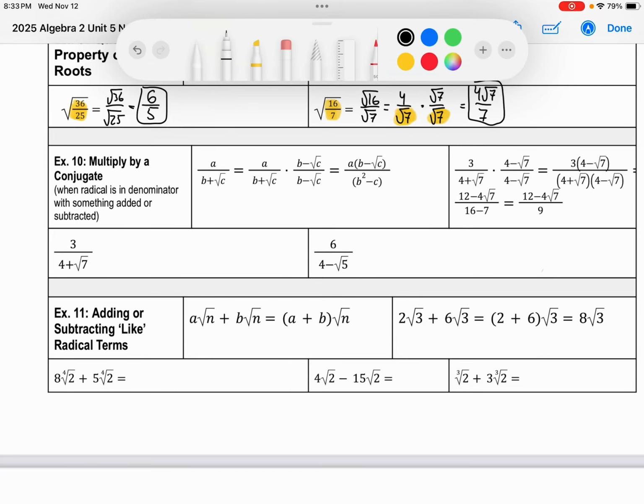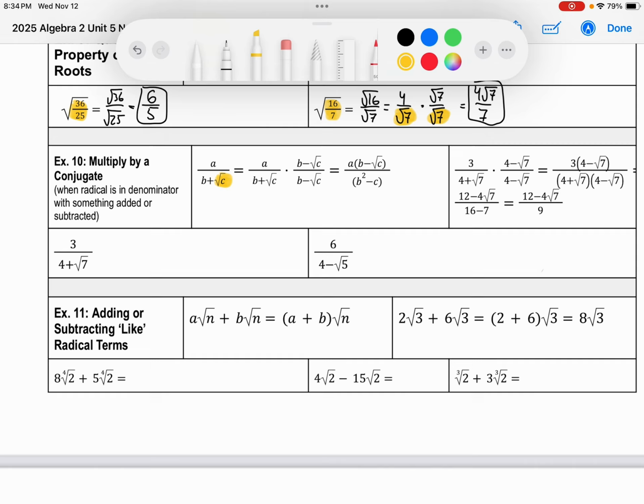Okay, example 10 is another strategy for getting the square roots out of the bottom of a fraction, but this is what we have to do if we are either adding or subtracting something in the bottom of that fraction, and we can't just get rid of it by multiplying by simply the square root. So we are multiplying by what's called the conjugate, which is essentially just the bottom part of the fraction, but we're going to change the sign.